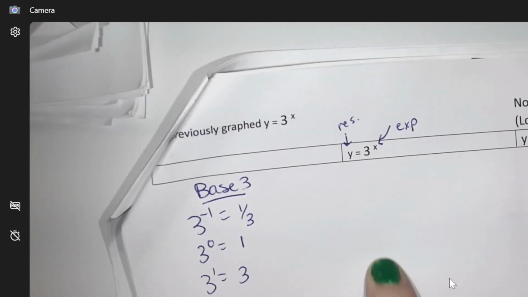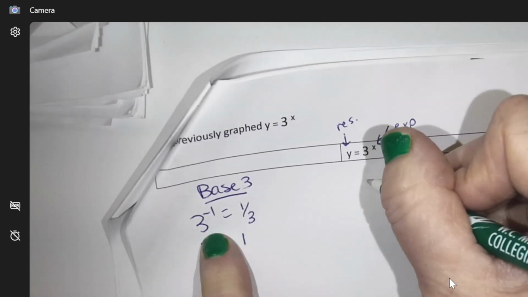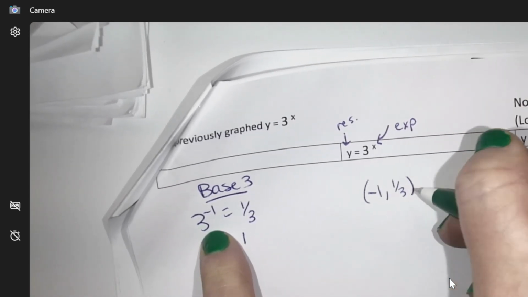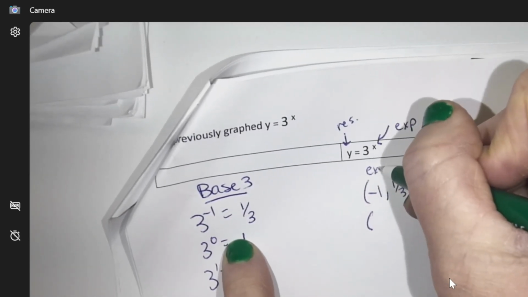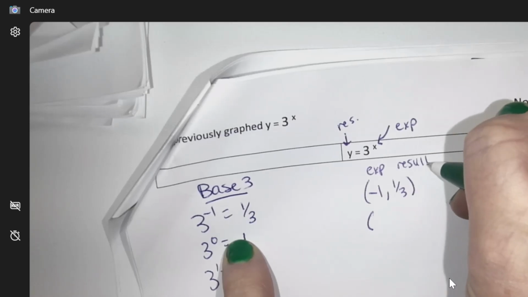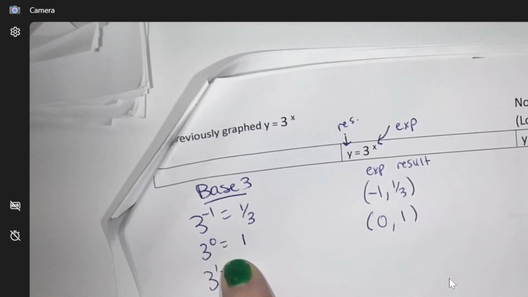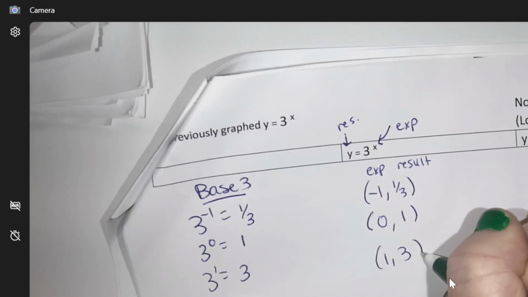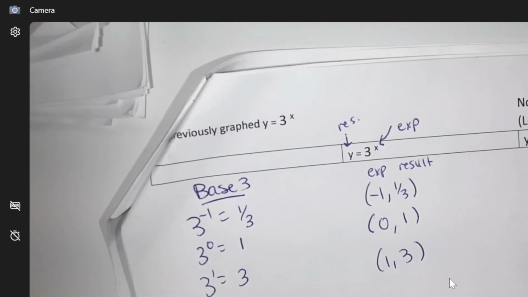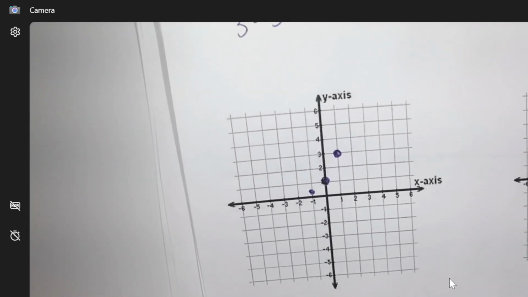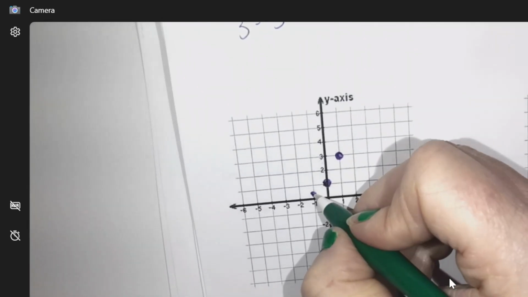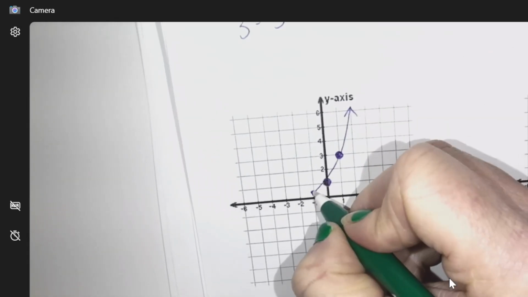So the 3 coordinates that I found are -1, 1/3, exponent, result, 0, 1, and 1, 3. Okay, so there's those 3 points. And it's exponential growth.